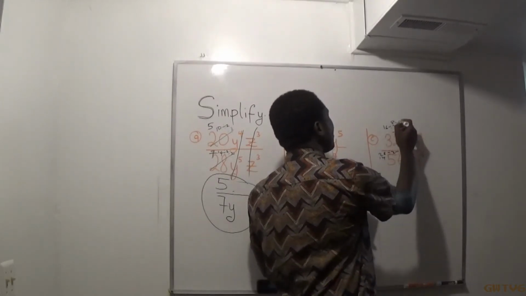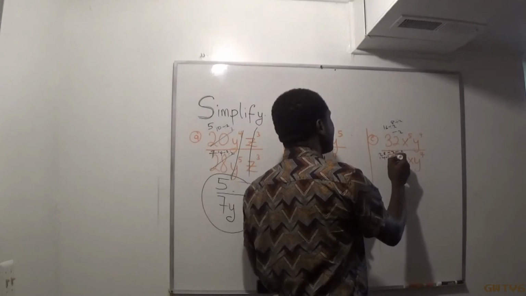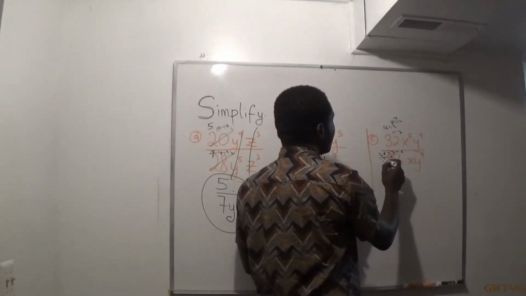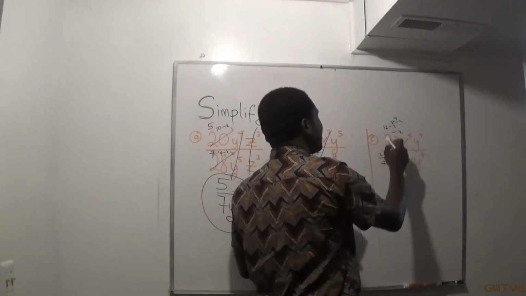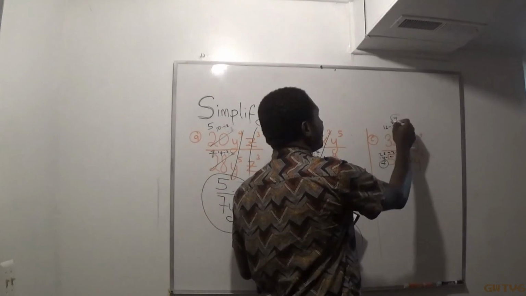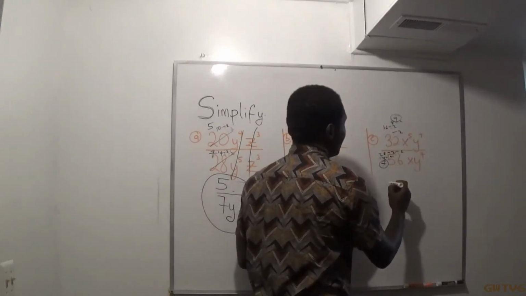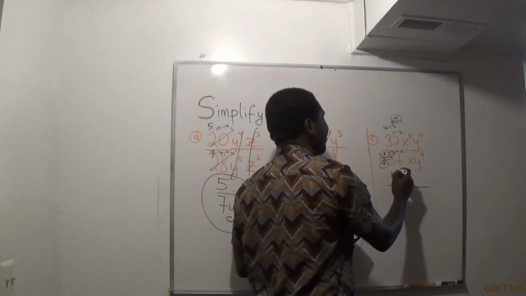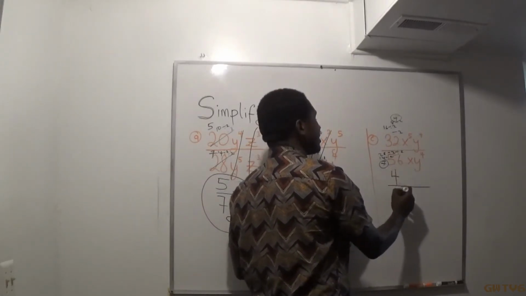Let me see if I can still go. 8 divided by 2 and 14 divided by 2. 8 divided by 2 is 4. 14 divided by 2 is 7. Can I still keep going? Nope. So that 4 and 7 will be my new numbers right here. So instead of 32, it was simplified to 4. Instead of 56, it's 7.